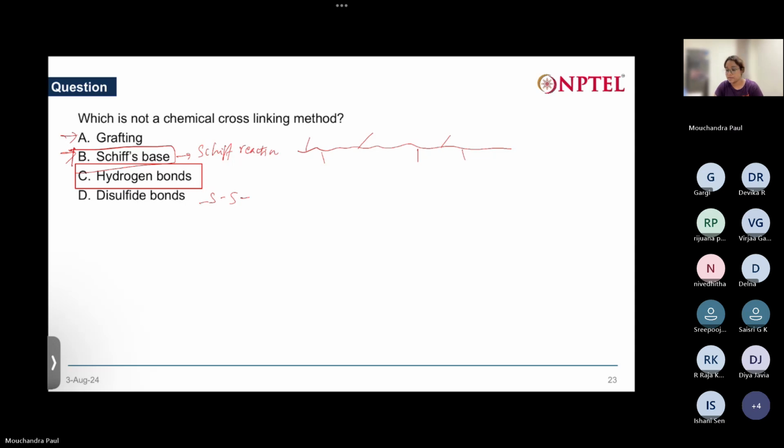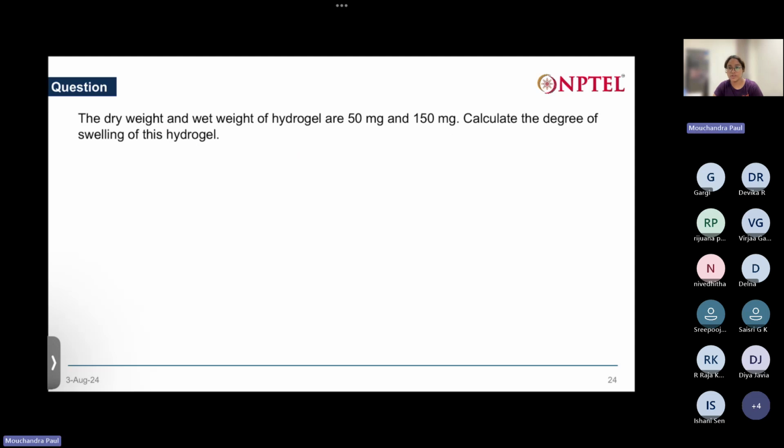Okay, if no further doubts, this is the last question for today. There is the dry weight and the wet weight of a hydrogel given. You have to calculate the degree of swelling of this hydrogel. So if you know the answer, you do it. All right, take a pen and paper and start doing it on your own. Meanwhile, I'll also do it on your screen.